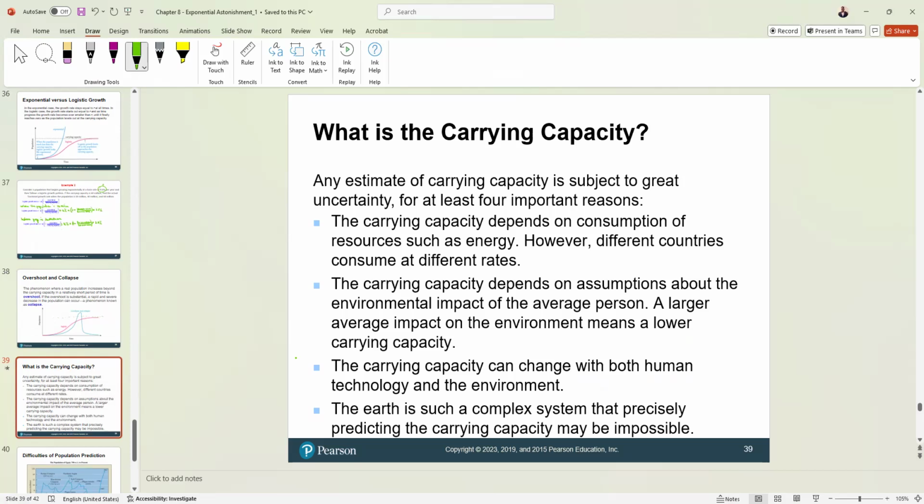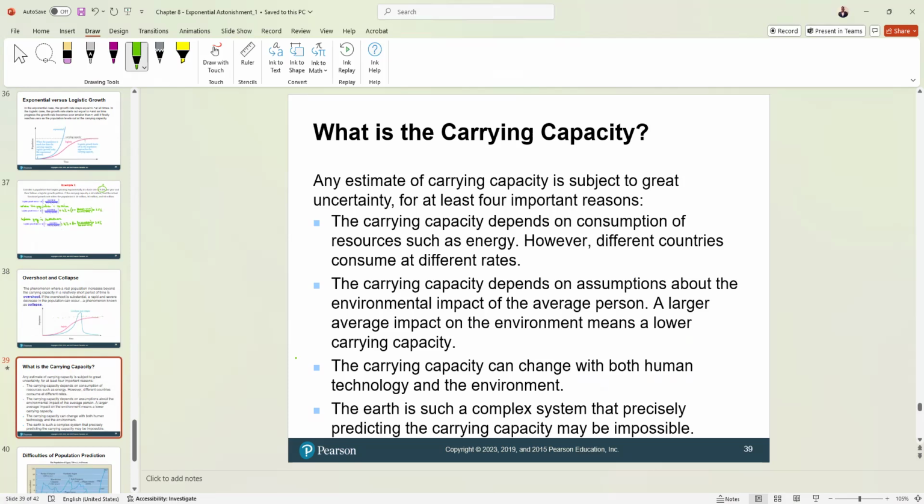For example, the carrying capacity is much lower if we assume that the growing population would consume energy at the US average rate rather than the Japanese average rate, which is about half the US rate. So it all depends on which country. Different countries consume at different rates, right?